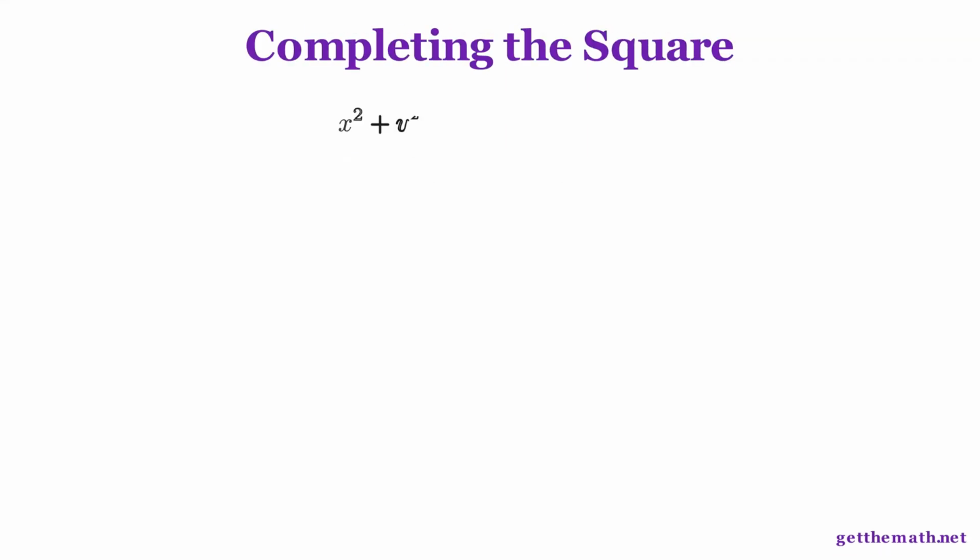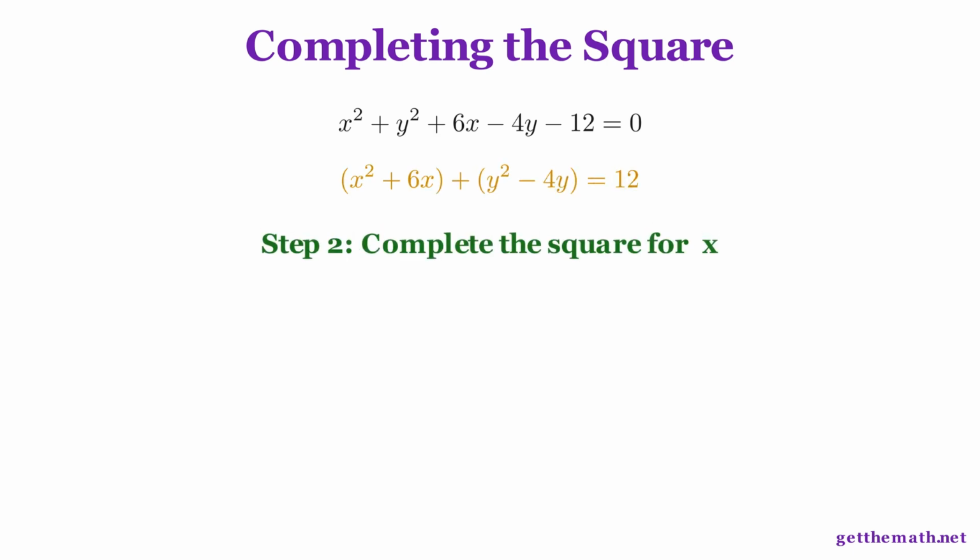Step 2. Complete the square for x. Take half of 6, which is 3. Square it to get 9. Add 9 to both sides.